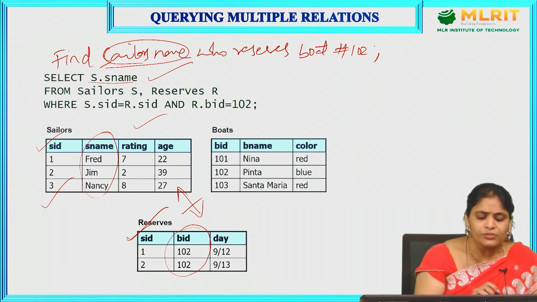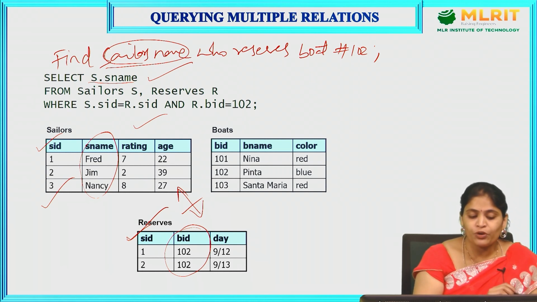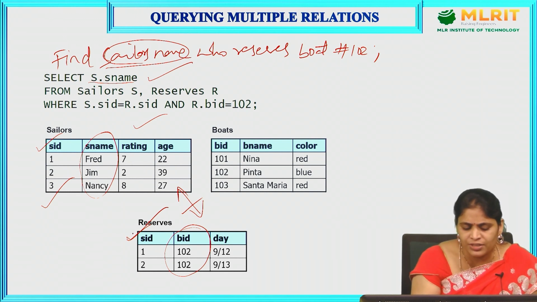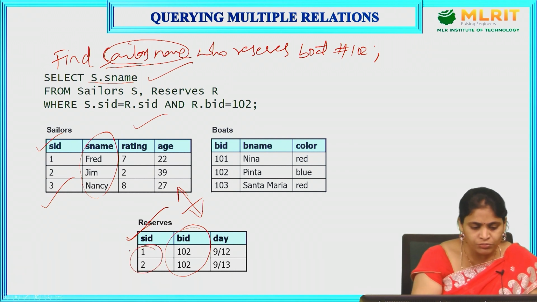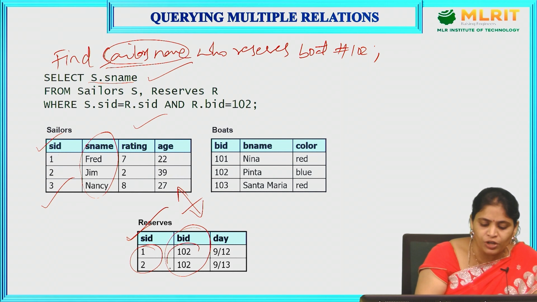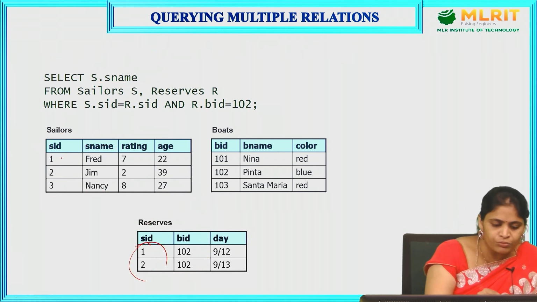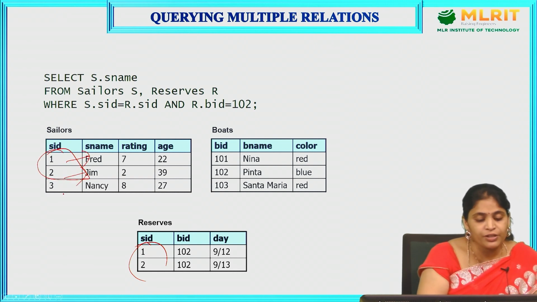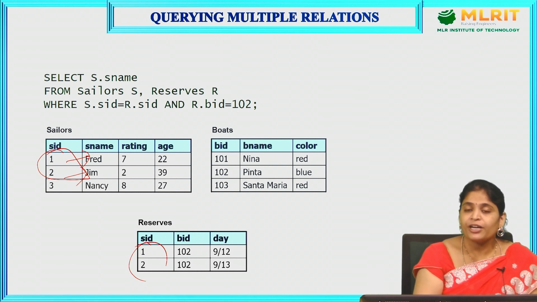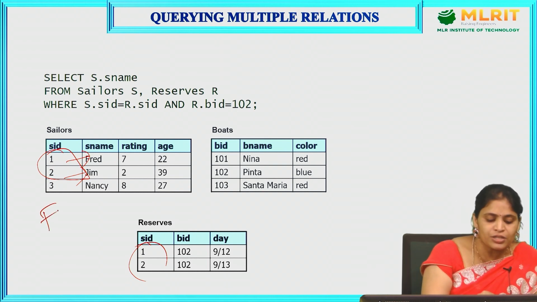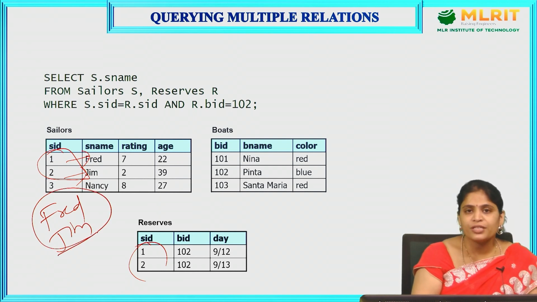So, I want the Sailors name who reserved boat number 102. So, let us check for reserves boat number 102. What are the IDs here? 1, 2. So, what are the IDs who reserved boat number 102? Only 1, 2, right? And the names of these particular 1, 2 respectively are Fred and Jim. So, only these two names will be retrieved, Fred and Jim. These are the Sailors who reserved boat number 102.